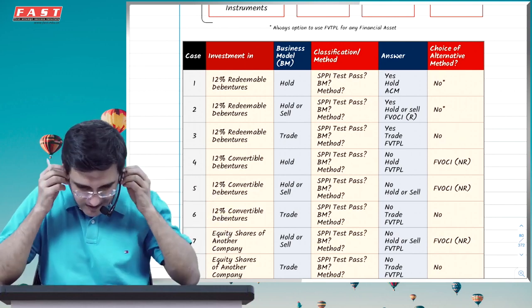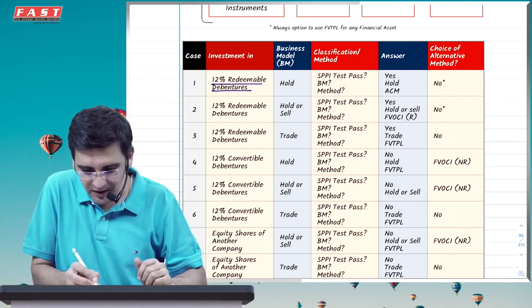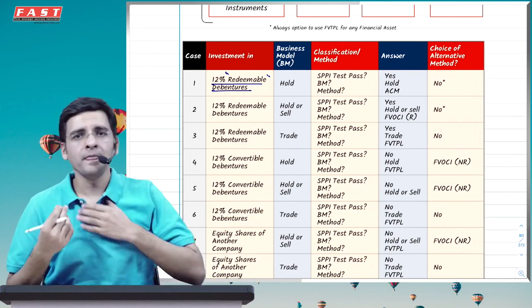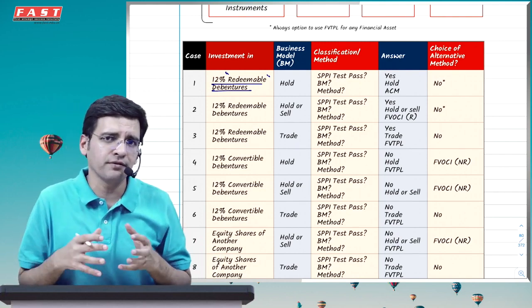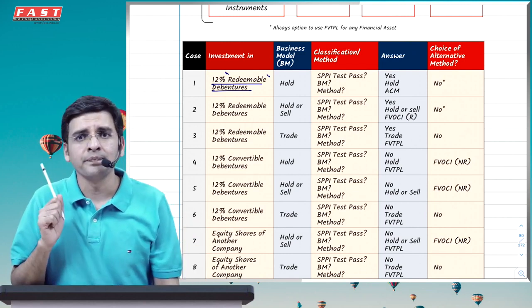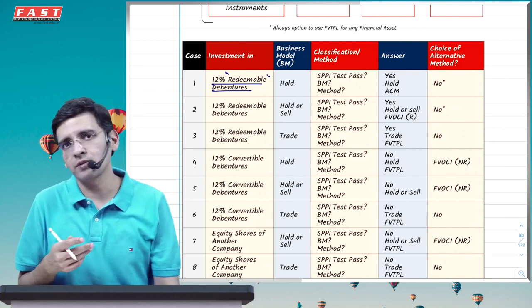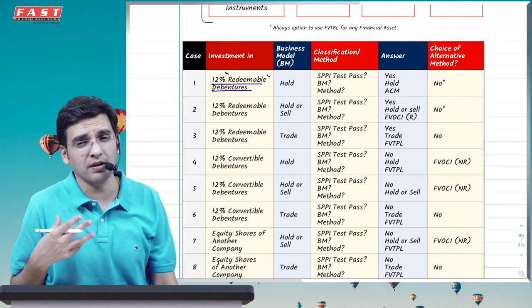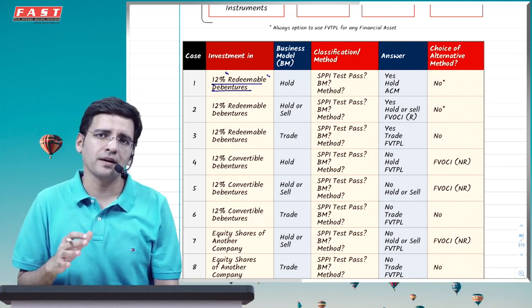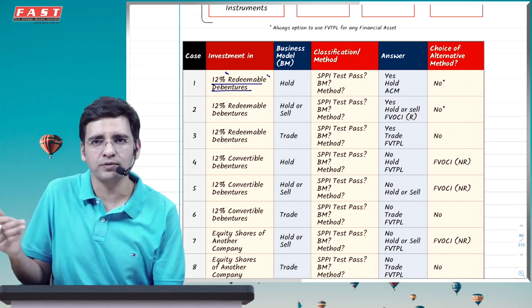What it says is that let's say I have a 12% redeemable debenture. Now, a redeemable debenture with a fixed interest means it will satisfy the SPPI test. And since it satisfies the solely payment of principal and interest test, the ACM option will be available, provided the business model is to hold only. But if the business model is not to hold only, it is to sell or trade only, then FVTPL. If it is to hold or sell, either or, then in that particular case, I will go with FVOCI. But in ACM or FVOCI-R, I have the option of FVTPL.